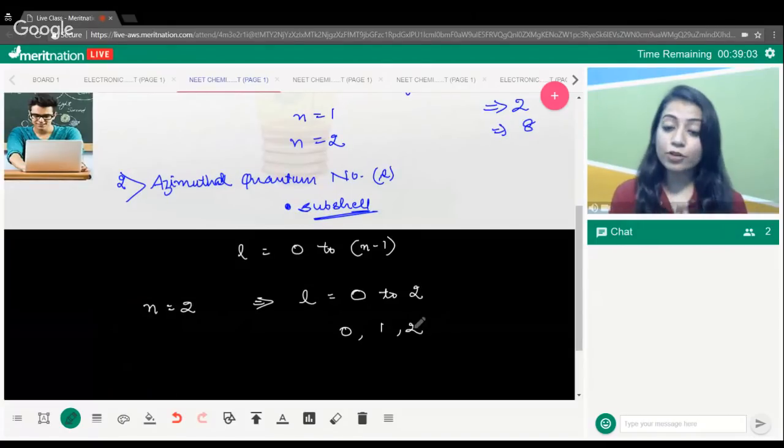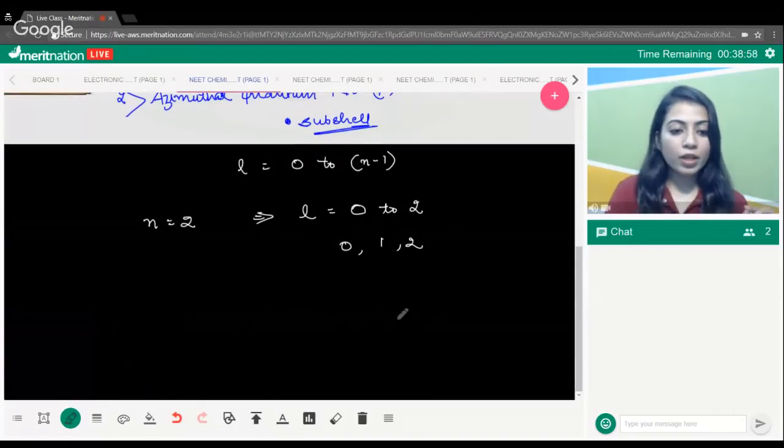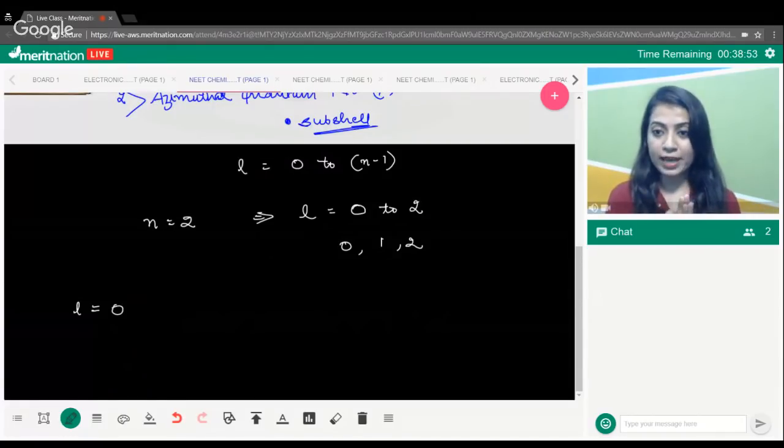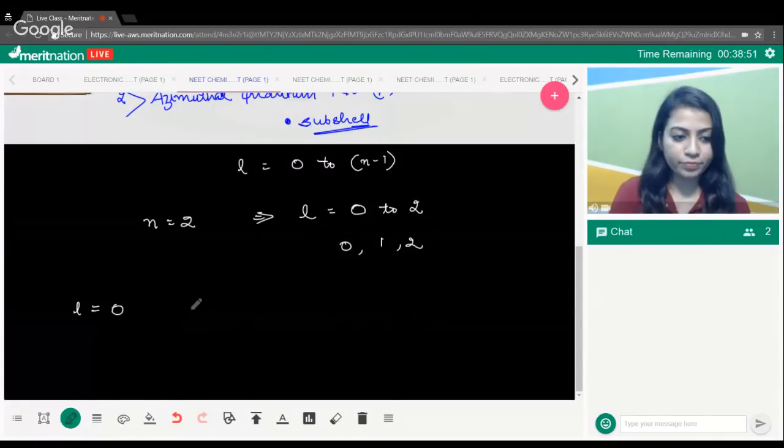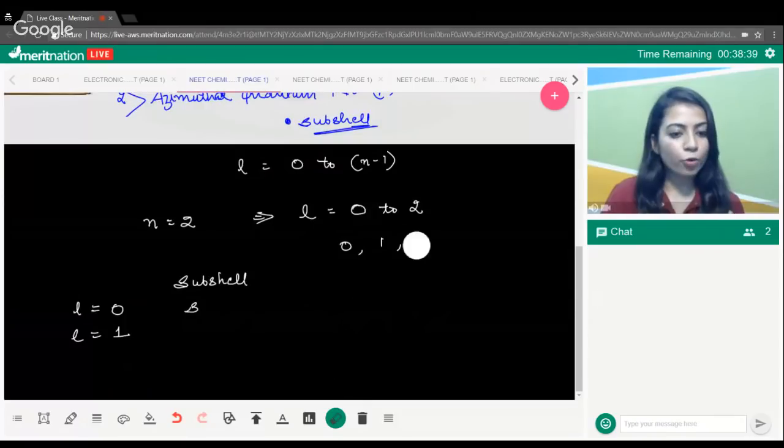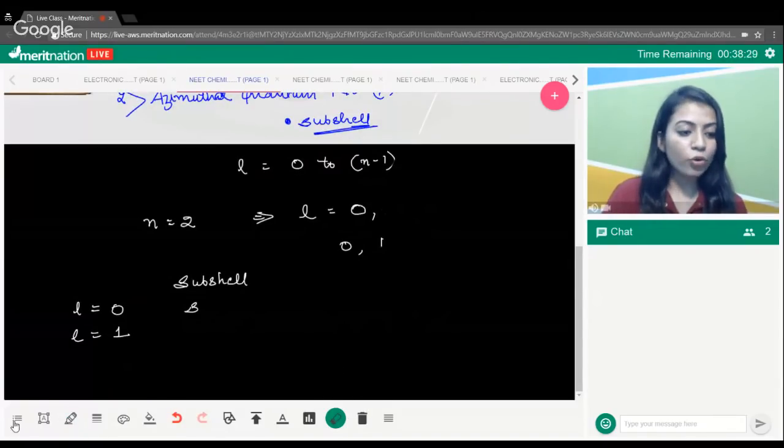Now, as I told you, the value of l tells us about the subshell. So if the l value is 0, which subshell will it be present in? It will be present in the s subshell. The subshell name will be s. If l is equal to 1, obviously, it will be 0 and 1 because it's 0 to n minus 1, right? So its value will be 0 and 1.